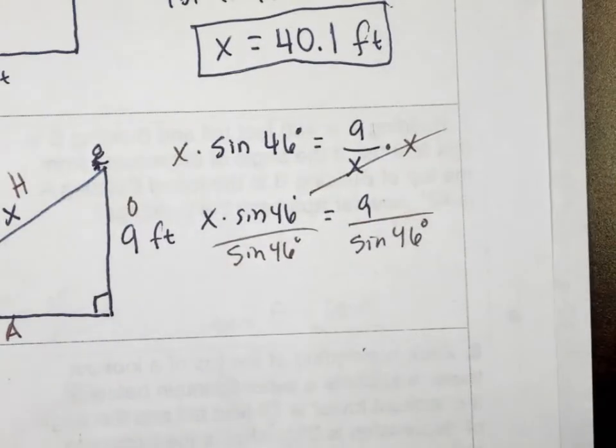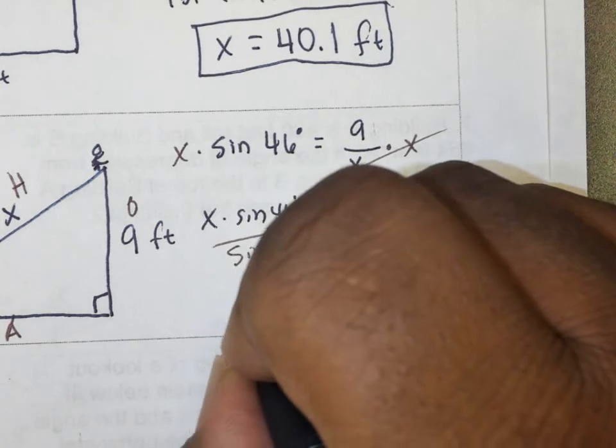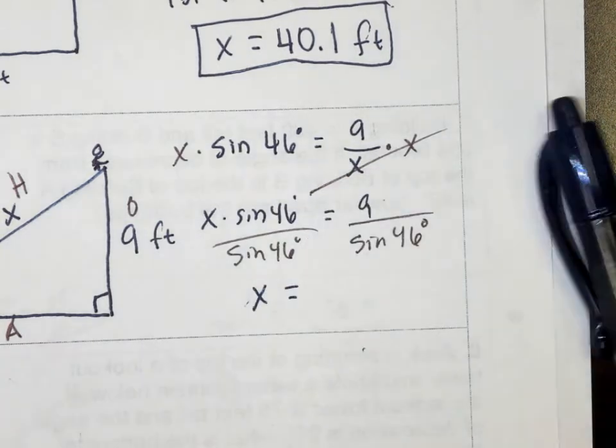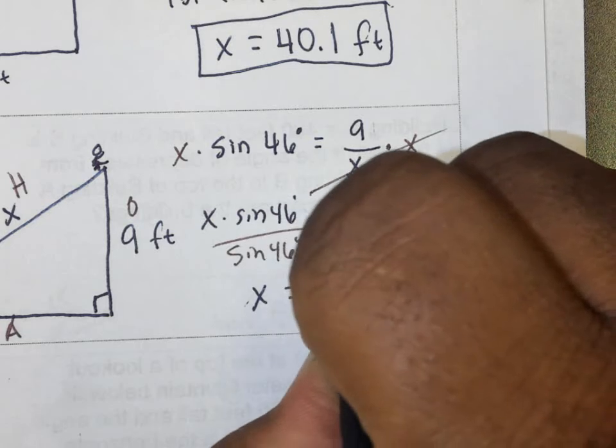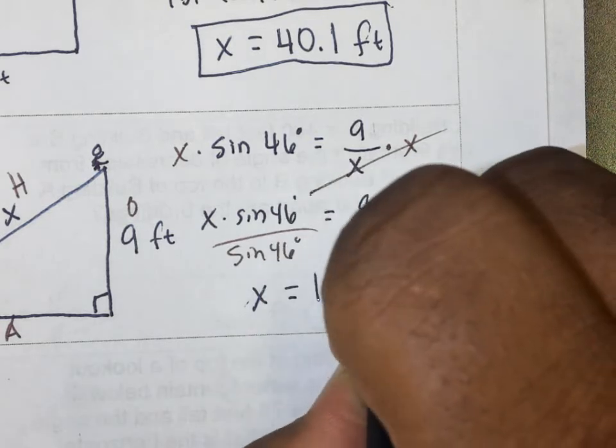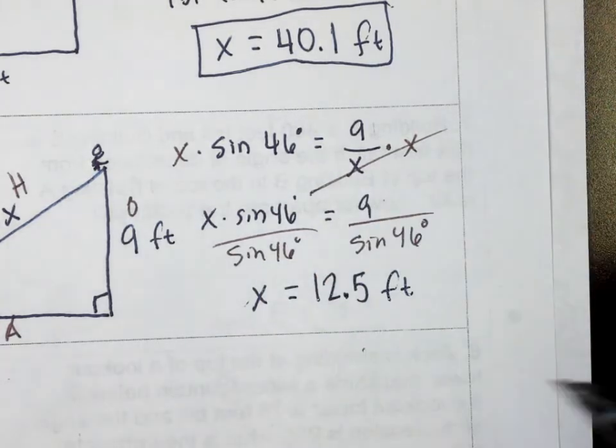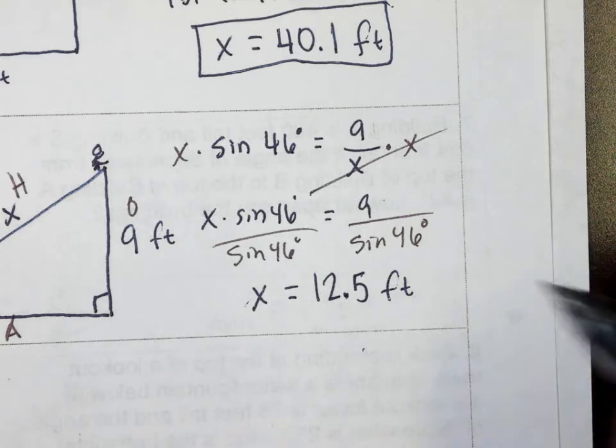Oh, my bad. I ain't know. Why y'all be telling me when I don't show y'all stuff? Y'all know I forget. What you got? 12.5. That you got too? Sweet. 12.5 feet. What's his feet? Yeah, what's his feet?